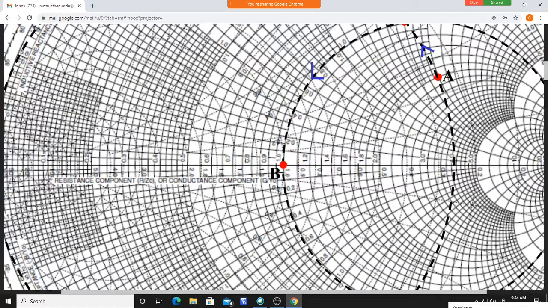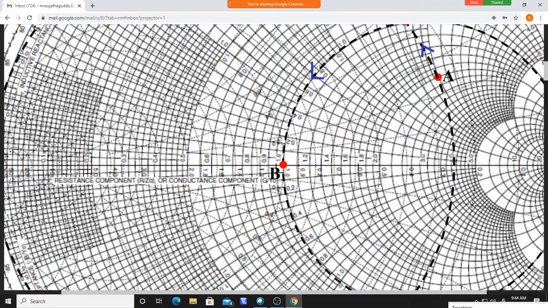Resistance circle values are written here: 0.8, 0.9, 1, 1.2. What is the resistance value of this circle? 1.2. Each circle represents a particular resistance. Similarly, each conductance circle represents a particular conductance value, here 0.8. Like that you can read the conductance circle and resistance circle values: above are resistance circle values, below are the conductance circle values.